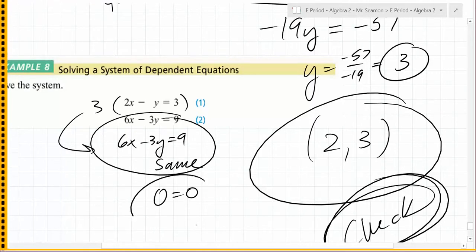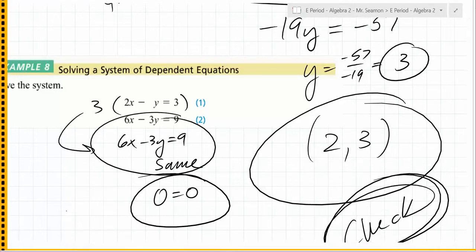0 equals 0. That means it's the same line. We already knew it because we saw it. But if you end up with 0 equals 0, how many solutions does the system have? An infinite number.